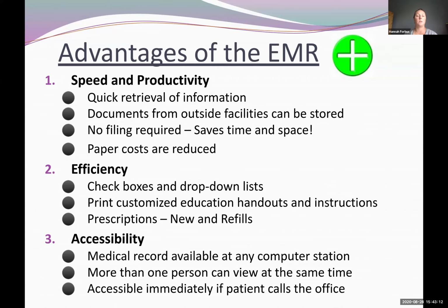Accessibility: this means that the medical record can be available at any computer station and more than one person can view it at the same time. And it's accessible immediately if the patient calls the office. So back in the old days when we had patient charts, we would have to fight over who got the chart, especially if the patient had an appointment with one provider one day and another the next day. We'd have to try and figure out how to share it and transfer it. And then if the patient calls into the office with questions about their medical record, if that chart was in another location, then you weren't able to assist the patient.